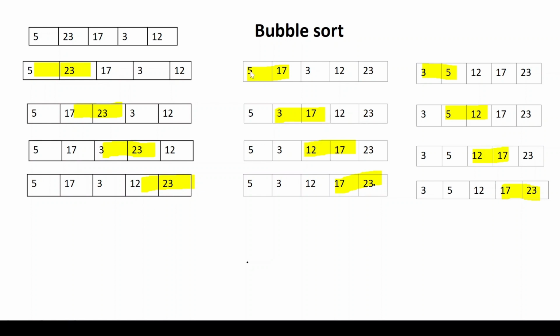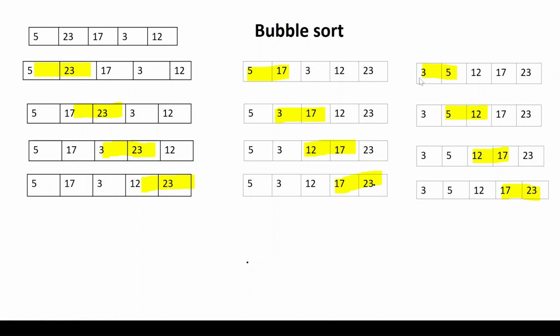Then in the second pass, again 5 and 17 will be compared and swapped if needed. Then comparison between 17 and 3 will be done, and they will be swapped. Then comparison between 17 and 12 will be done, and they will be swapped. Similarly, 17 and 23 will be compared, and they will be swapped if needed. So by the end of the second pass, we can see that our second largest number of our array has shifted to its right position.